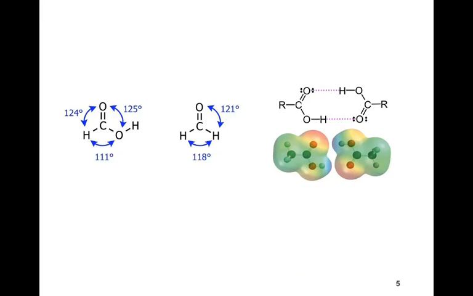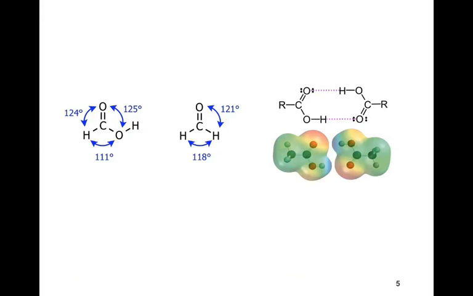Carboxylic acids are structurally similar to aldehydes and ketones, with a trigonal planar geometry around the carbonyl carbon. Here we see the structure of formic acid, drawn in its most stable conformation. Free rotation can occur around the carbon-oxygen single bond, but the most stable conformation is one where the oxygen-hydrogen bond is in fact eclipsing the carbonyl. So the whole structure, all 5 atoms, are coplanar.